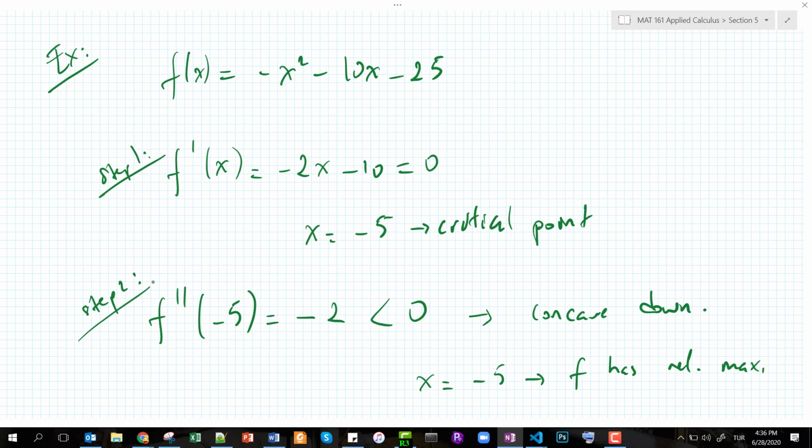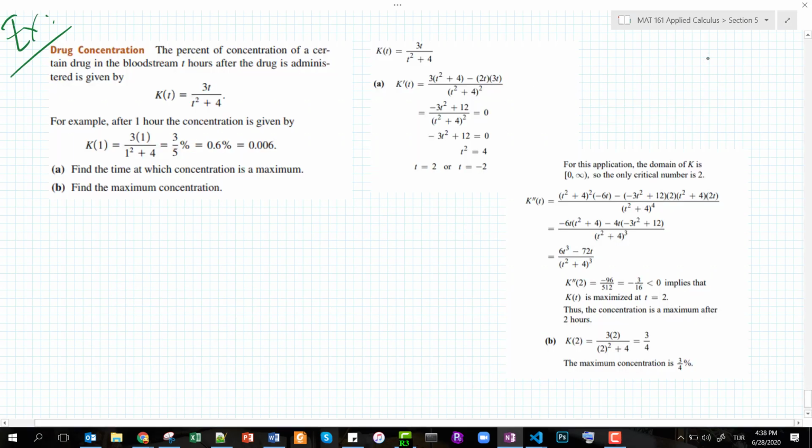So now it is time to look at some real world examples using the second derivative. Look at this drug concentration example. The percent of concentration of some drug in your blood, after t hours, is given by this model. What I would like to find out is when this concentration is maximum. That's why you need to apply either the first derivative test or the second derivative test to figure out the relative extremum points. That's what I do here.